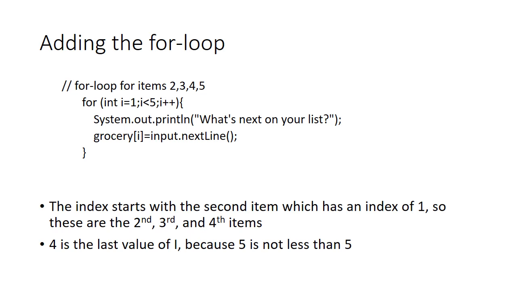Now we add the for loop that's going to allow you to enter items 2, 3, 4, and 5, which will be index numbers 1, 2, 3, 4. The index starts with the second item. Remember, it's zero-based. That always confuses students, and it confuses people during testing. 4 is the last value of the counter i, because 5 is not less than 5. So 4 is less than 5.